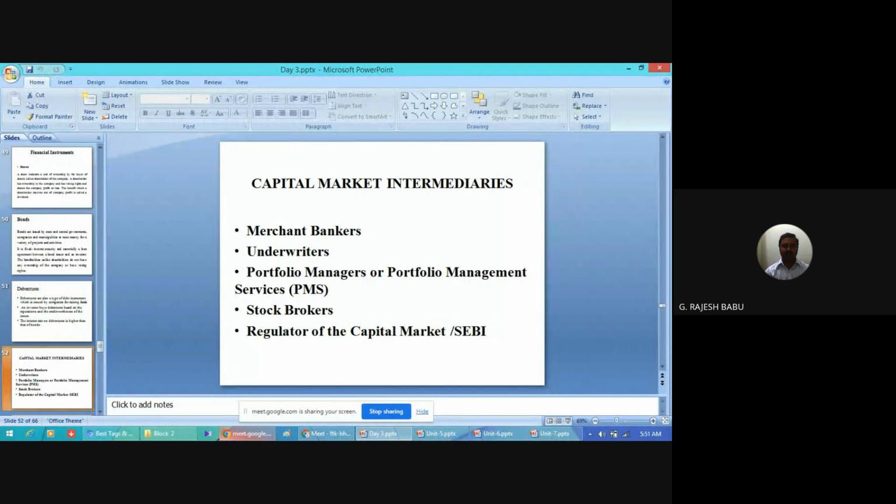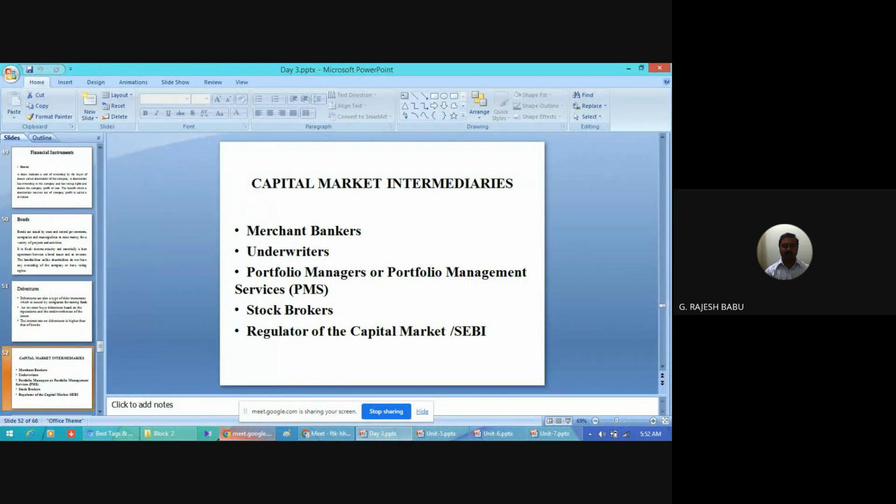Underwriters can be both institutional or non-institutional, for example IDBI, UTI, etc. All the underwriters need to be registered with the Securities and Exchange Board of India.